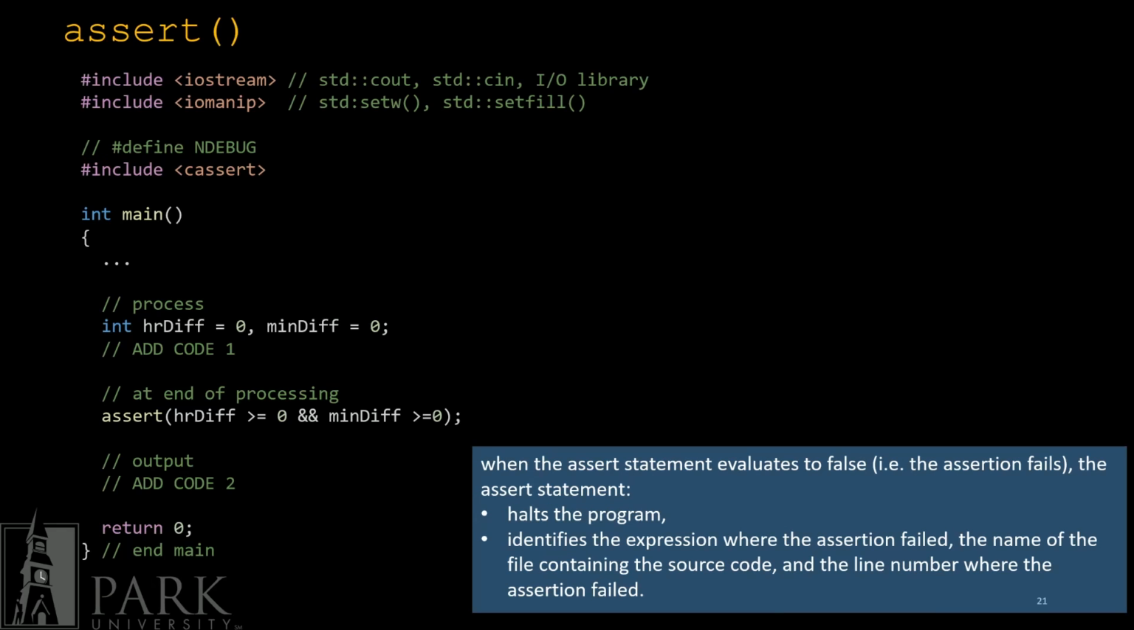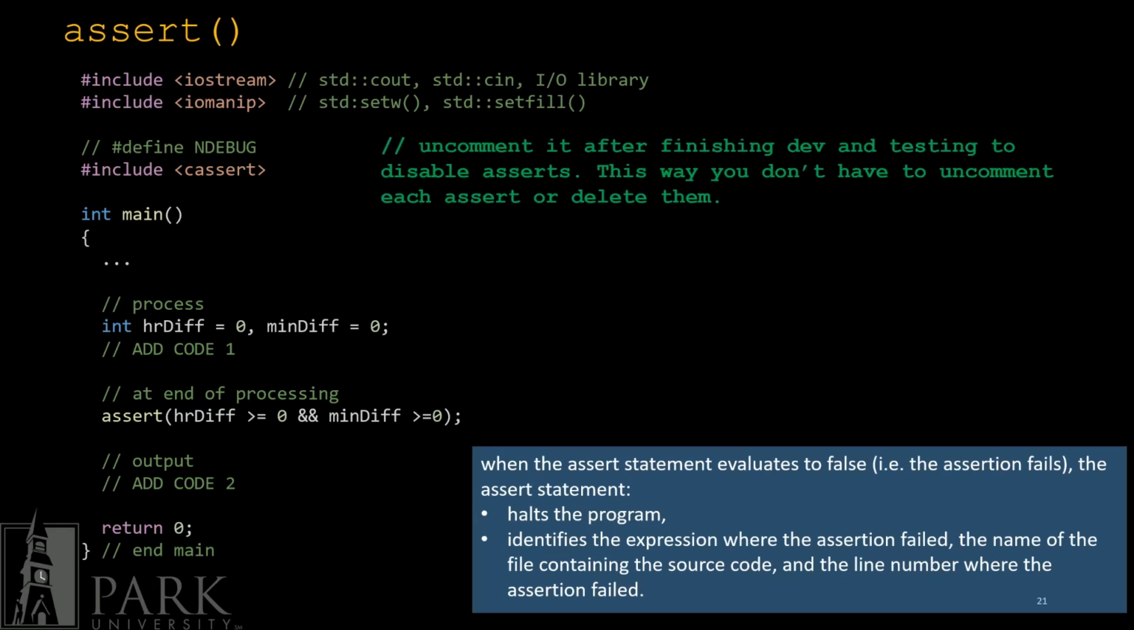And again, once you fix your program, so you go back and edit your code, and your program's working good, then you can just uncomment the define and debug, and it will not check the asserts when your program executes.